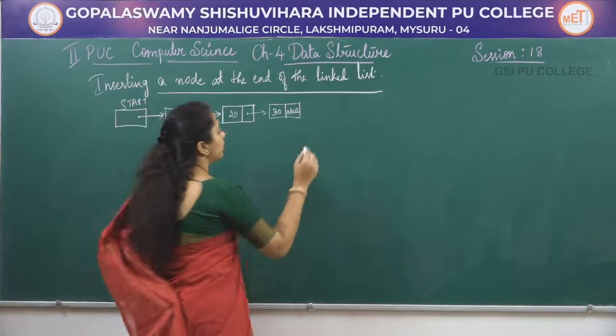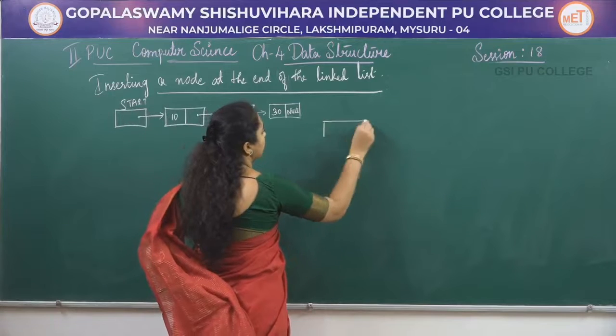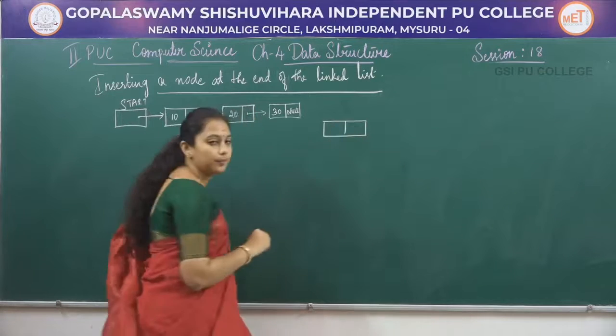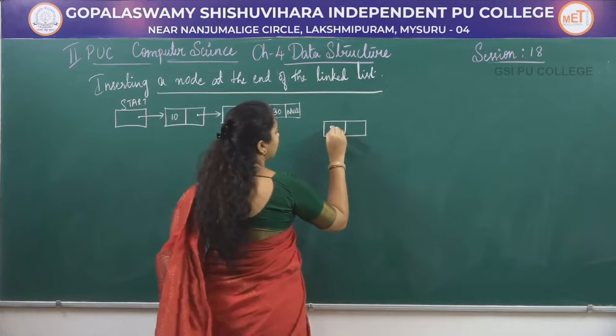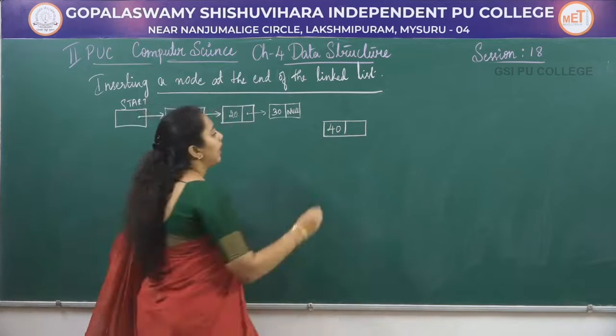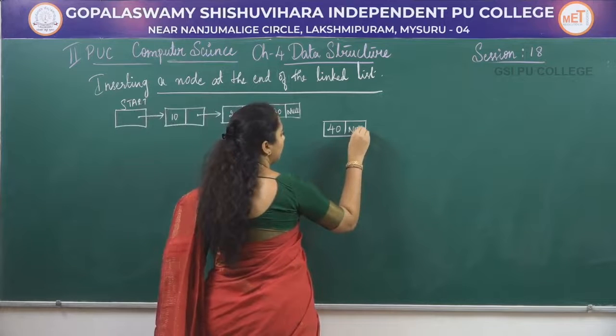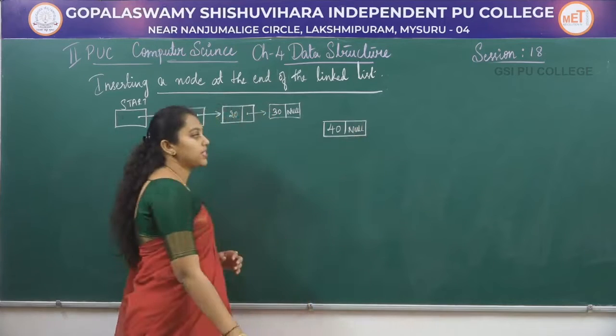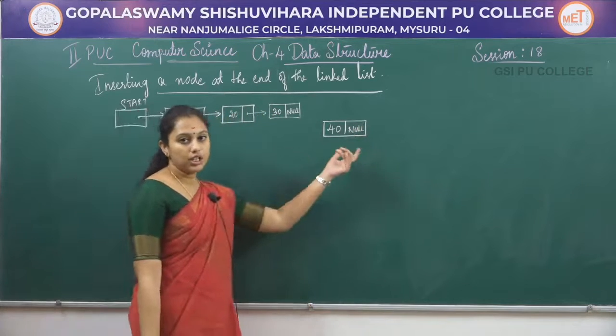So how to insert a node at the end of the linked list? First we have to create a node. So in the data part, I am going to insert an item called 40, and in the link part I am going to write null, which represents the end of the list.